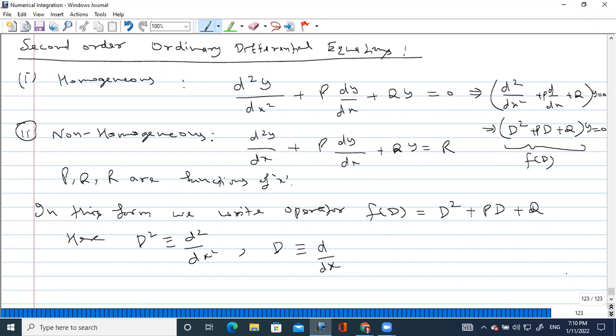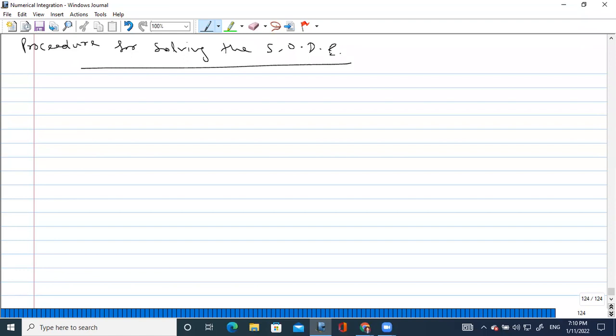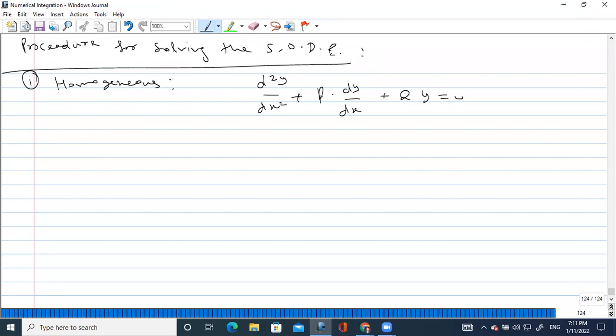Okay, so next, now we have to learn the procedure, how to solve the problems. Procedure for solving the second order differential equation. Number one, we have to learn for homogeneous. So homogeneous: d2y over dx square plus p dy by dx plus q y is equal to 0.